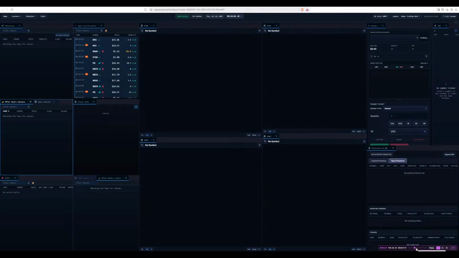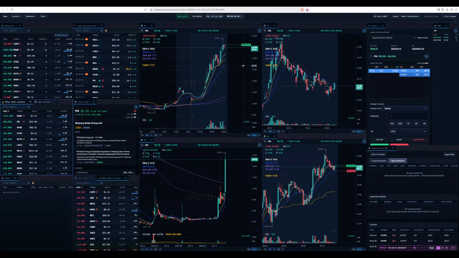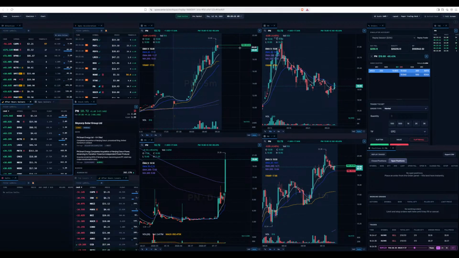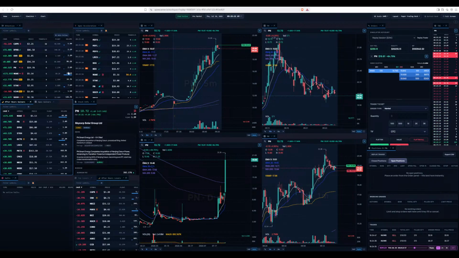So this is what the market looked like at 9:25 in the morning. You can see NUWE pretty much stuck where it was. PN on the other hand has moved higher, broke 20, then pulled back, and is again trying to hold $20. Apart from that, we don't really have any action in the market today. It seems like a super slow day.